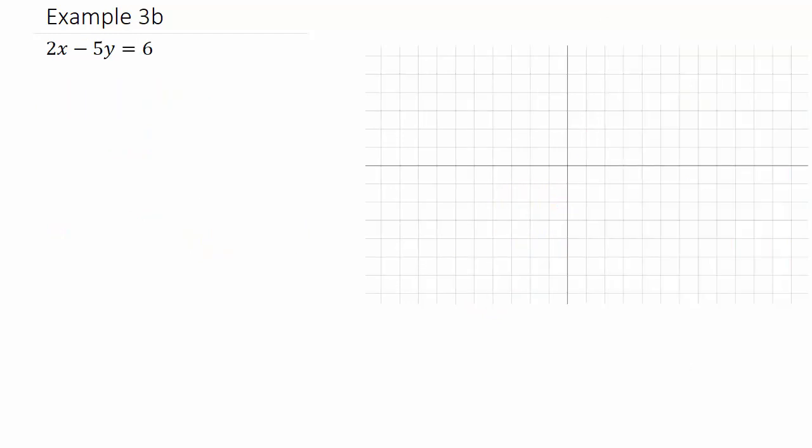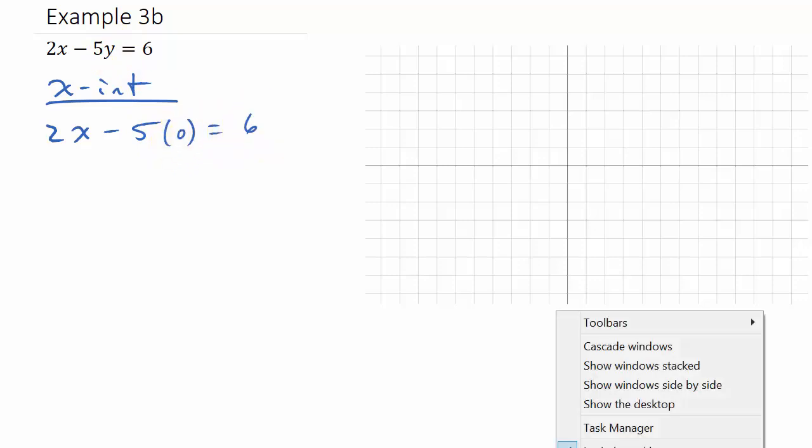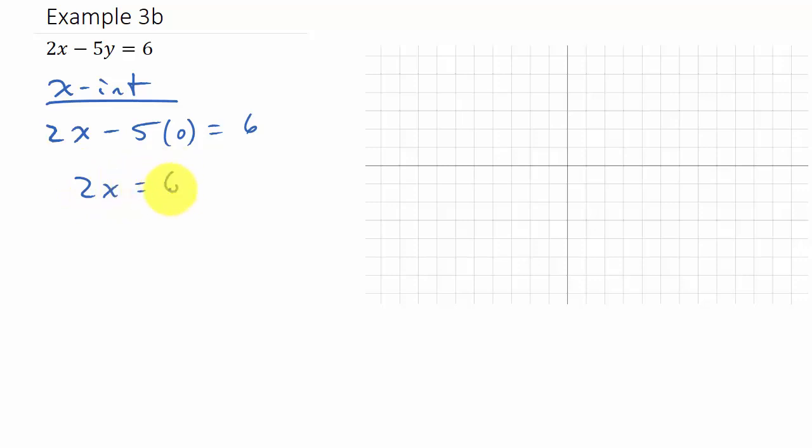Alright, so let's find the x and y intercept. So for the x-intercept, we let y equal 0, so that gives me 2x minus 5 times y, and in the place of y I'm putting 0, equals 6. So that's 2x equals 6. Divide everything by 2, and so I get x equals 3. So that gives me the point where x is 3 and y was 0. So that's the point (3, 0) right there.